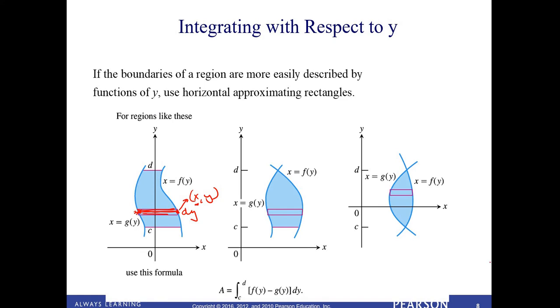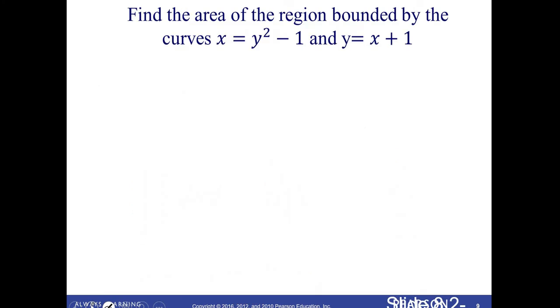So we've got a couple different situations here where we might want to do this with respect to y. Let's try one. So I've got two curves here. And again, I'm going to draw myself a sketch. So I've got x equals y squared minus 1. Y squared is a parabola that opens to the right, passes through negative 1. And the line y equals x plus 1, which goes like this. So this is the region that I want, and I'm going to do it with dy slices.